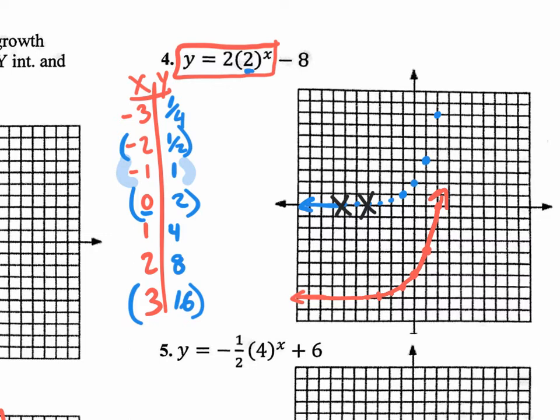Now, again, the asymptote, I've been drawing it as a green line all the time. It should be dotted, I guess, because it's not an actual line that you draw. But the asymptote is y equals what? What's the asymptote? Y equals -8.